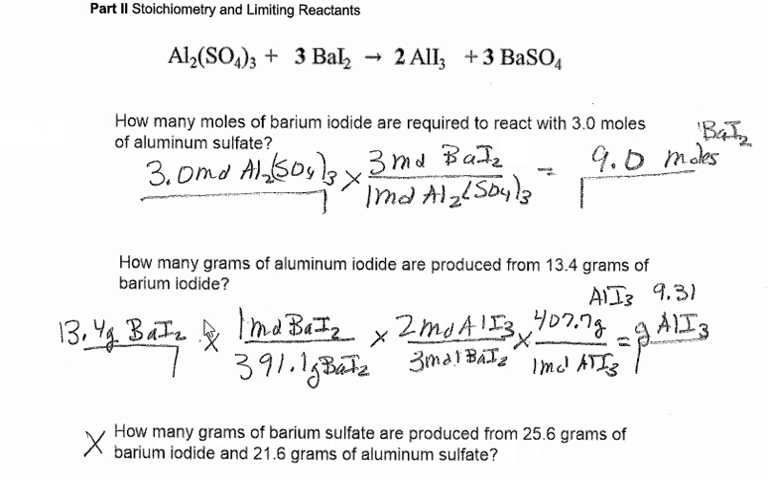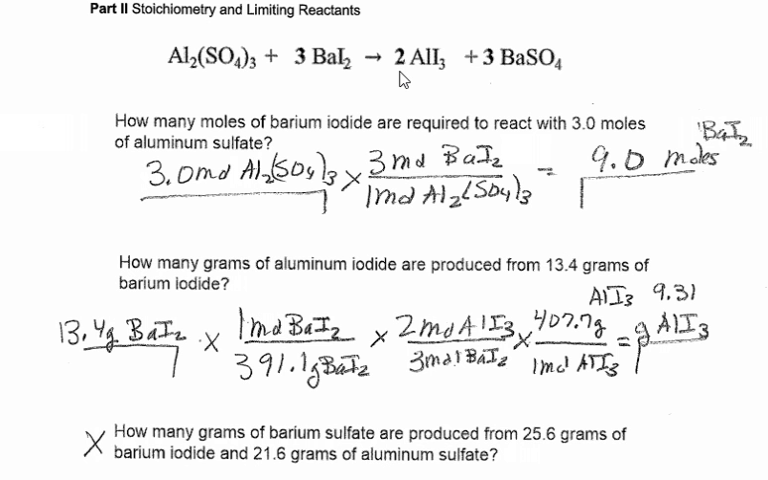Now we go to a 3-step stoichiometry. So we have 13.4 grams of barium iodide. And then how many grams of aluminum iodide are produced? So first step is times 1 mole over a molar mass. Our second step, we look at our numbers in front in the balanced equation.